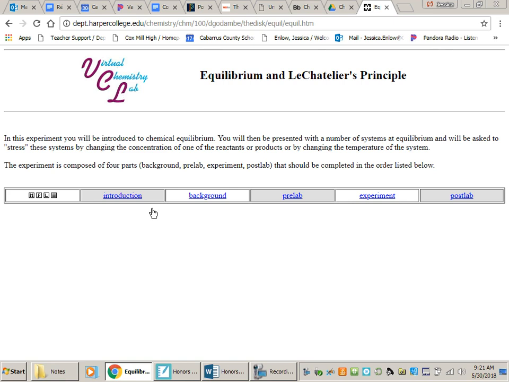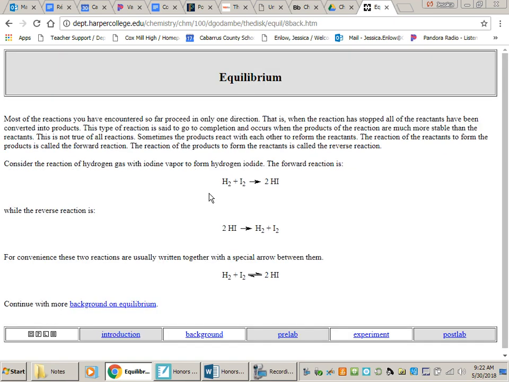So the intro is literally already here. In this experiment, you'll be introduced to chemical equilibrium. You'll be presented with a number of systems. You'll be asked to stress them, and by changing the concentrations of reactants or products, or by changing the temperature, that's you stressing the system. So then you'll click the background. The background is just a little bit of reading. There are some extra links there if you need more information. You're not really writing anything down for that.